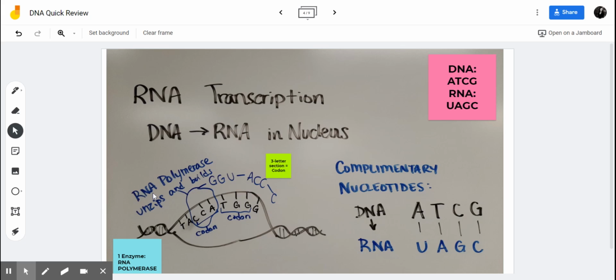So we have one enzyme here involved, and its name is RNA polymerase. And polymerase is going to unzip and build as it unzips. So we don't have to unwind the entire double helix, we just have to unwind it for a short segment as we read and copy, and then we let it seal back up again. We're not completely splitting it in half.